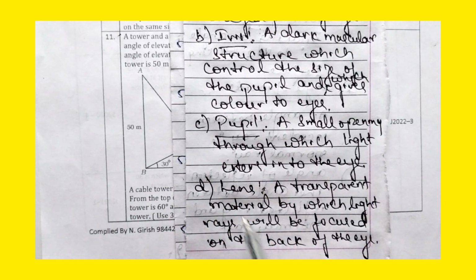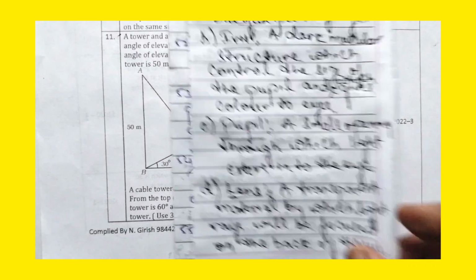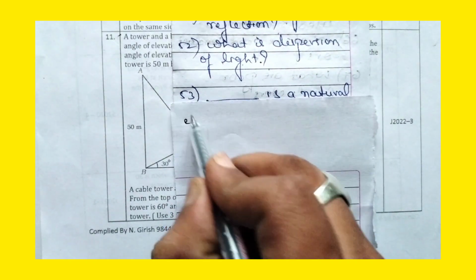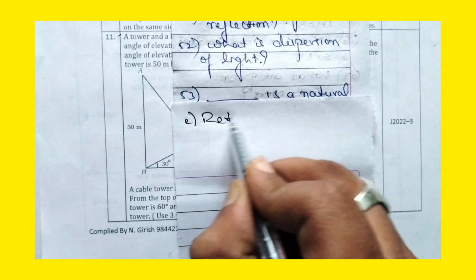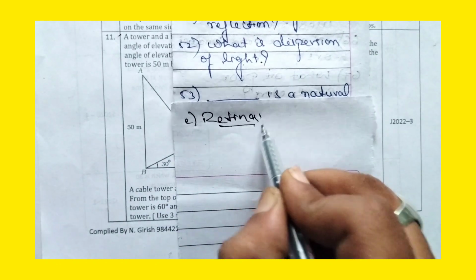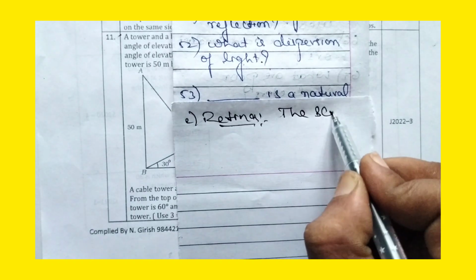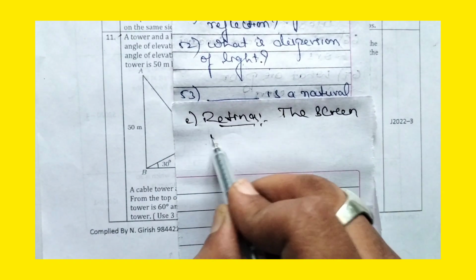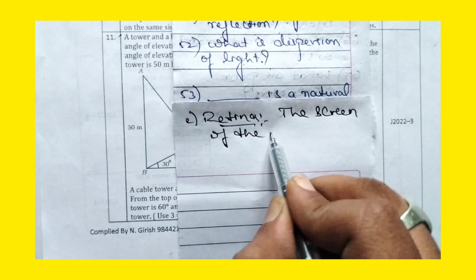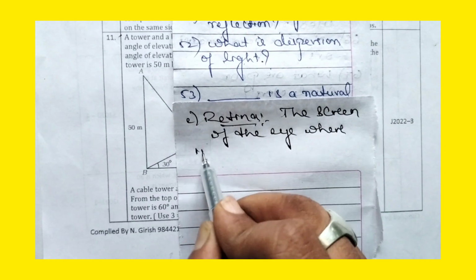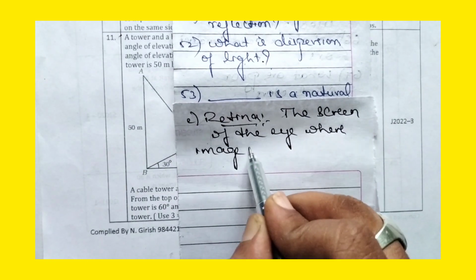So this is about lens. Now let us know about the next one, that is retina. So next let us know what is retina. So retina is the screen of the eye where image is formed.